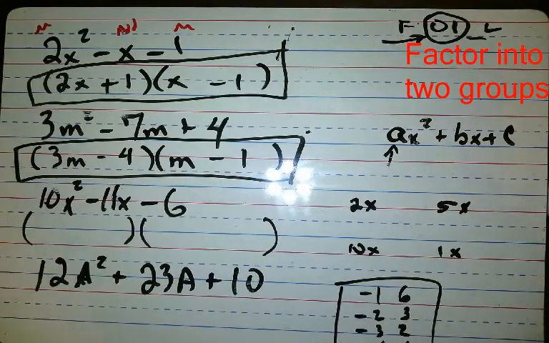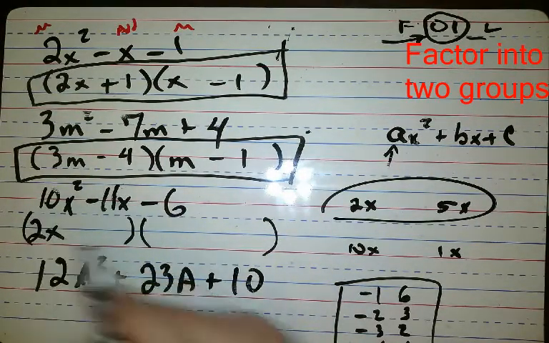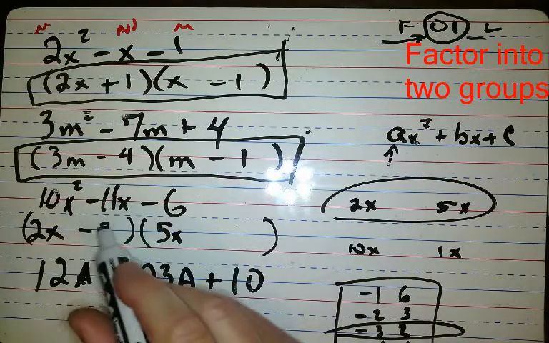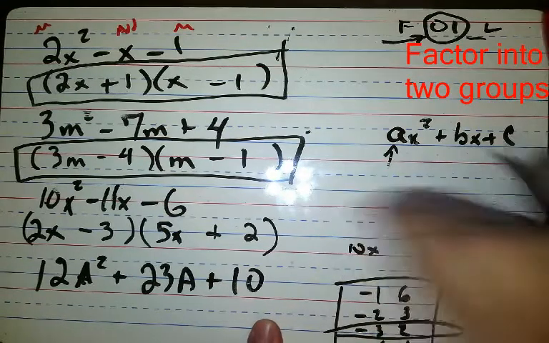So I'm going to try 2x and 5x. And then I'm going to try, let's see, which one that I want. I'm going to try this one. Negative 3, positive 2. And we'll see if that works. Okay? So how do we know if it works?